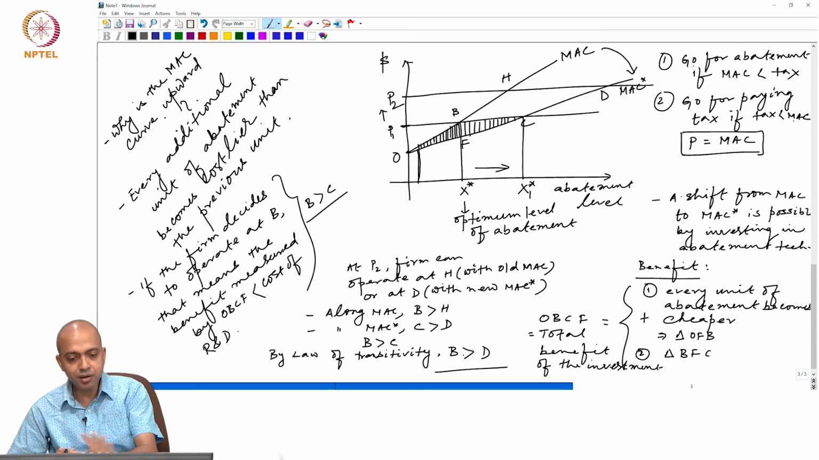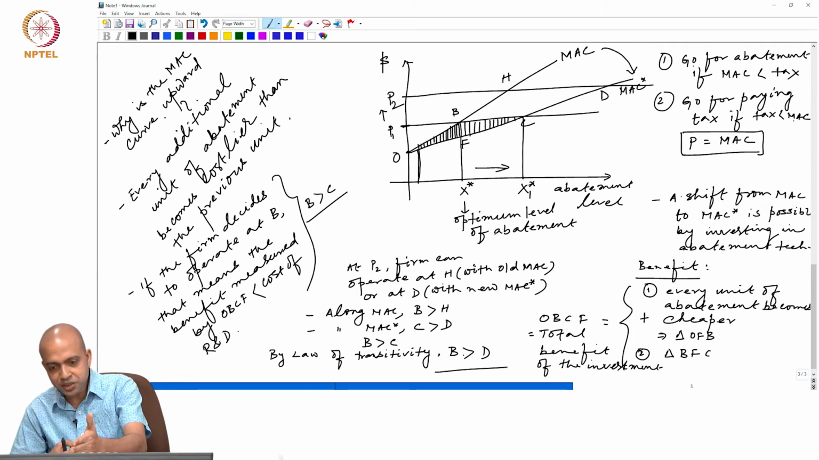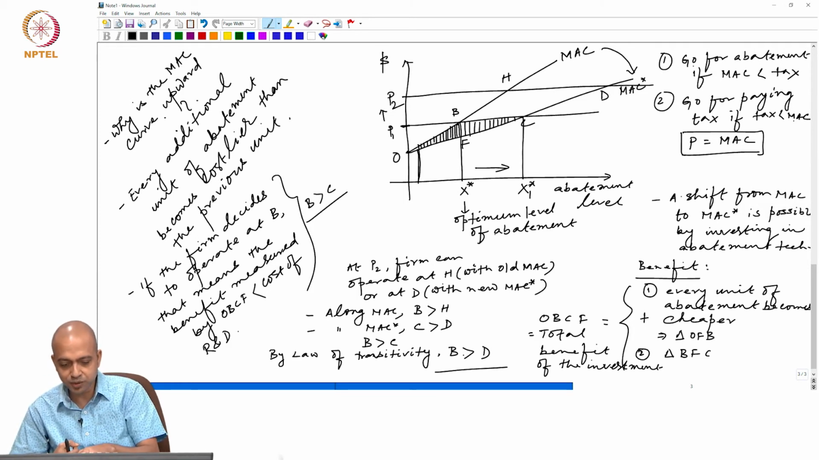It is a simple diagram they have nicely explained. Okay? This is the framework. So, that means the cost component, which was completely missing in Porter's argument while evaluating regulation, they have introduced. If you impose more regulation from P1 to P2, what is the cost of it and what is the benefit of it? So, benefit is basically when the MAC shifts from MAC to MAC star, this is the benefit OBCF. And what is the cost? Cost they have also analyzed.